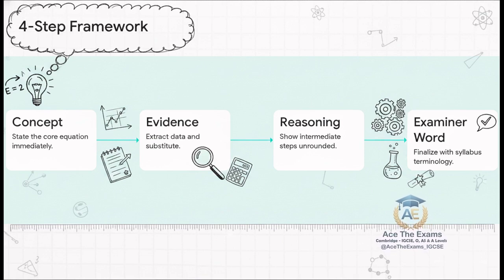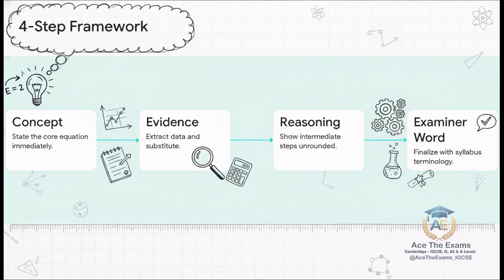And Step 4, finalize with examiner wording. This means using the exact syllabus terminology, stating the final value with the correct significant figures, and attaching the standard SI unit. If you follow these 4 steps, you literally force the examiner to give you every available mark. Let's actually apply this to a real exam scenario so you can see it in action.